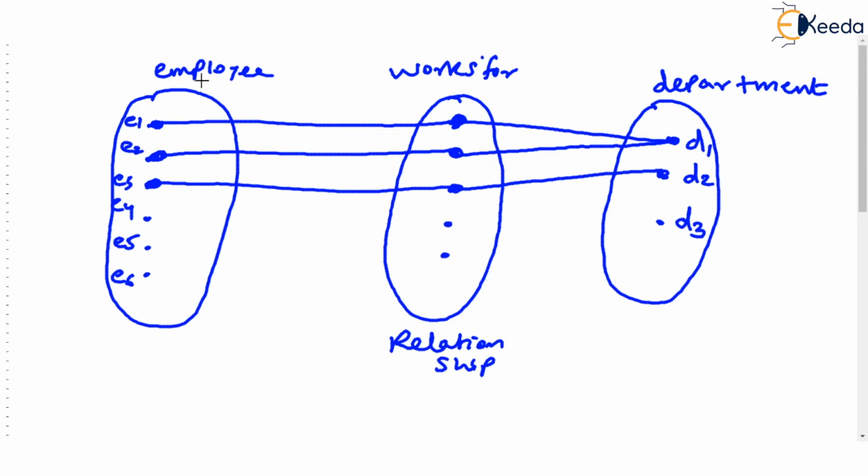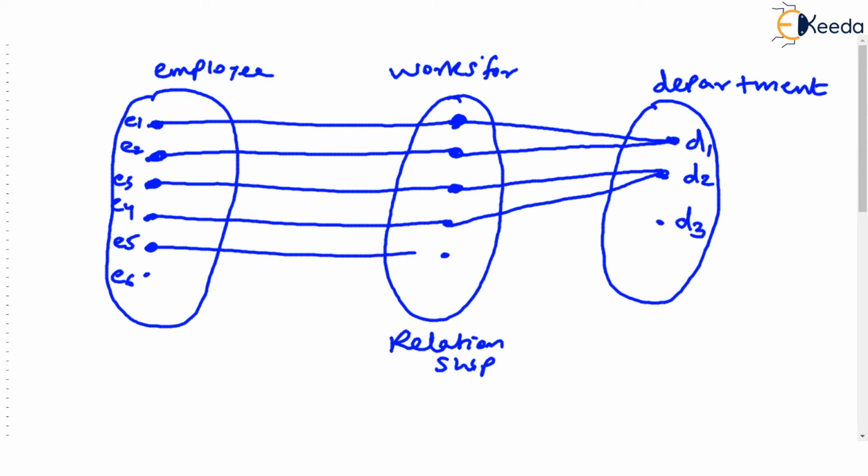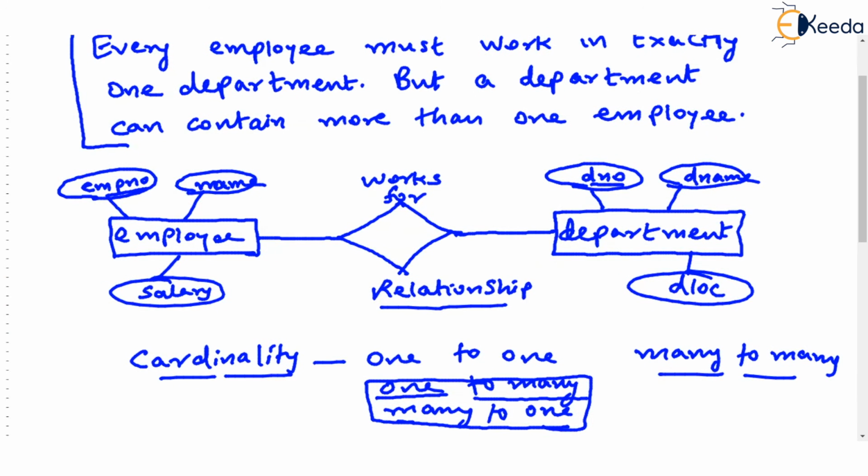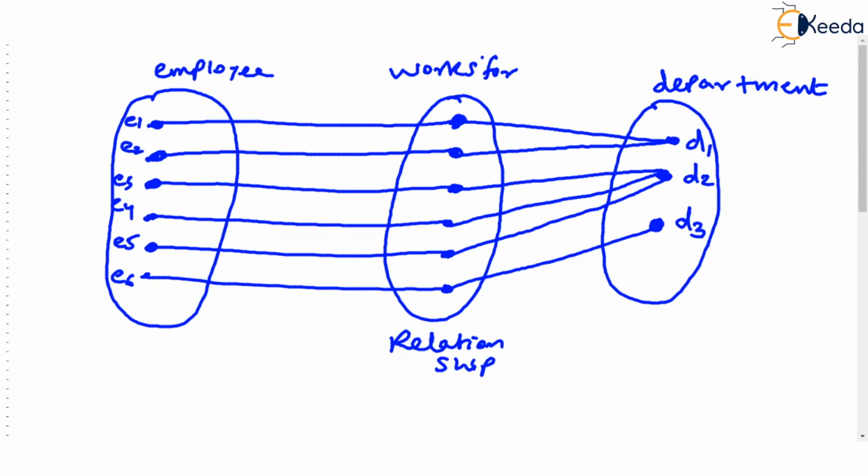And E4 also works for D2. So we will show this as a relationship as E3 works for D2. And let's say E5 also works for D2. And let's say E6 works for D3. Check that D3 is having only one employee, but that's allowed because in the requirement it is said that department can have more than one employees. The department can have more than one employee means there can be a department with exactly one employee. There is no harm in that.